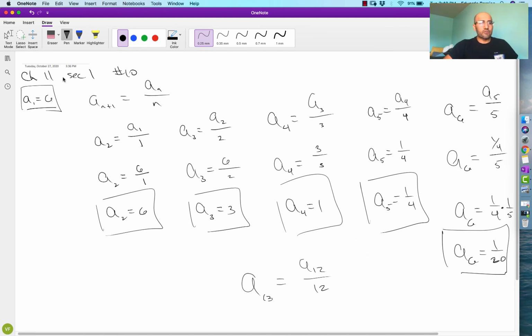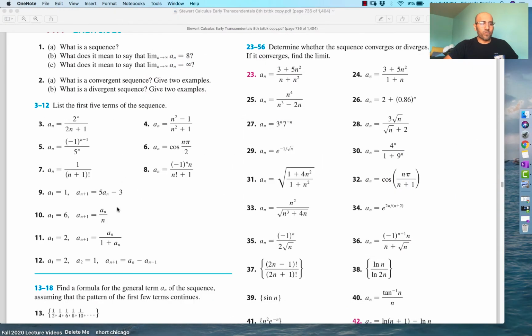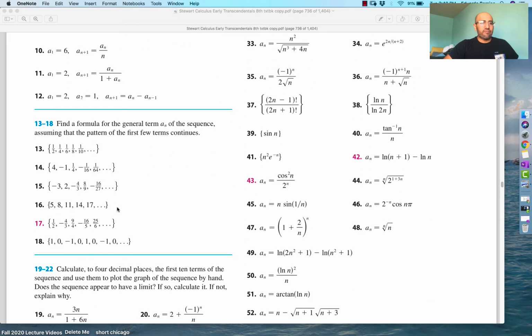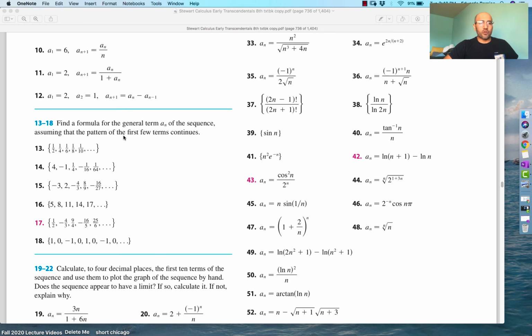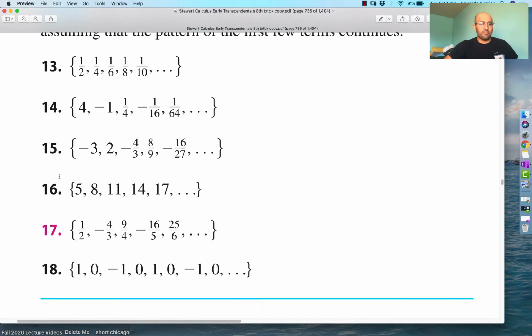Okay, so I don't think these are too bad. Moving on. Okay, find a formula for the general term a sub n in the sequence. So find a formula for it. Okay, these can be a little tricky. They just take a little bit of practice. So let's see which one. Let's try.